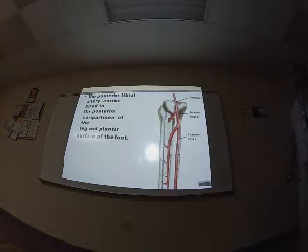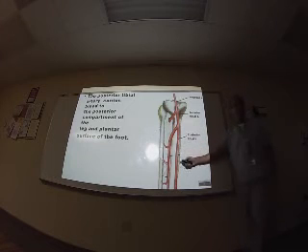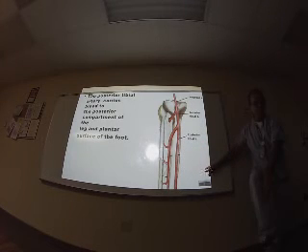The posterior tibial artery carries blood to the posterior compartment of the leg and plantar surface of the foot. This is the posterior tibial. It's very easy. You put the transducer here on the bone and begin moving posterior.